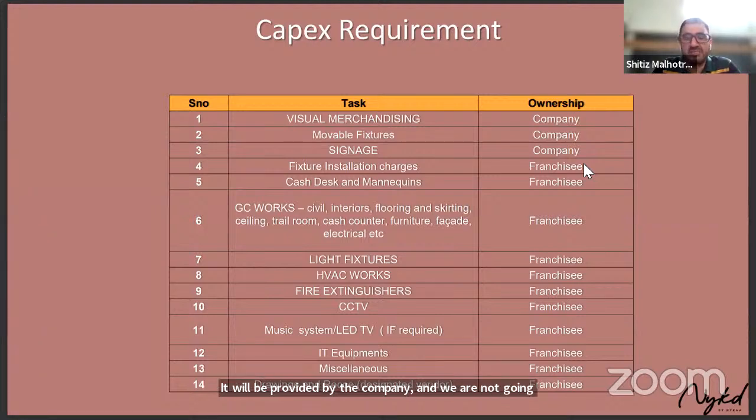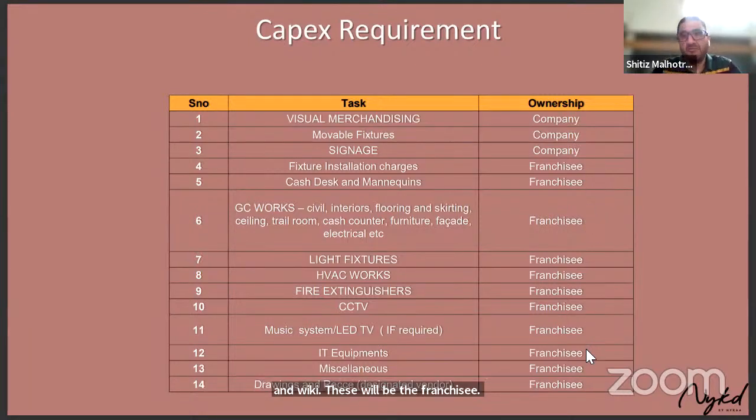Now, apart from this, fixture installation, cash desk, mannequins, civil work, light fixtures, AC, fire extinguishers, CCTV, music system, desktop for billing, and drawings and Reiki. These will be the franchisee investment.